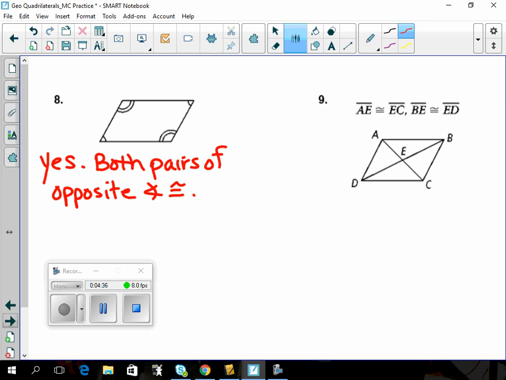All right, last one. Well, this one doesn't have the markings, but it has a bunch of information, so let's mark it like it says. It says AE is congruent to EC, and then it says BE is congruent to ED. Wasn't that the same picture we had in number 4? So what is it? And what's the reason? Good. The diagonals bisect each other. I agree.